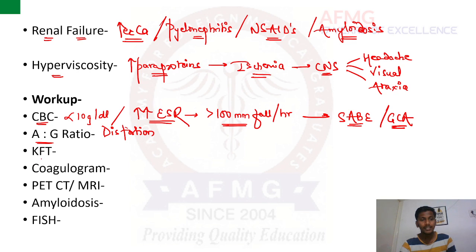If I talk about the kidney function test, that is KFT, here definitely as there is renal failure, there would be a serum creatinine value more than 2 mg%. Along with that, there can also be features of uremia which can be seen.